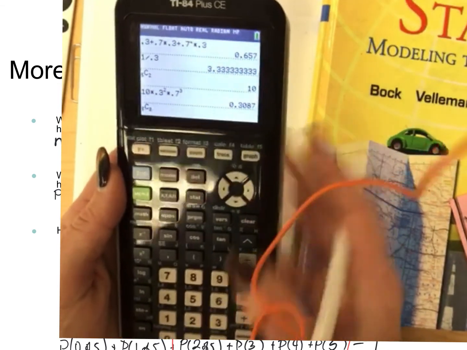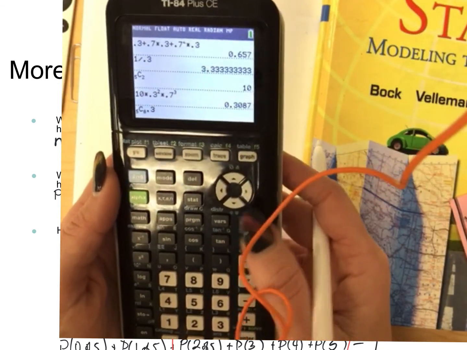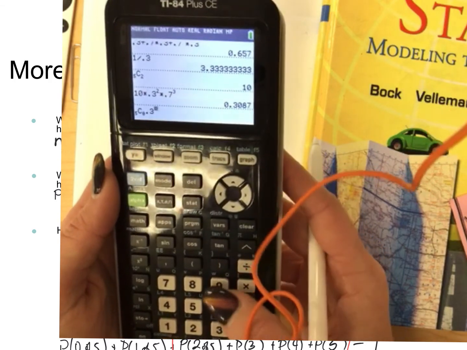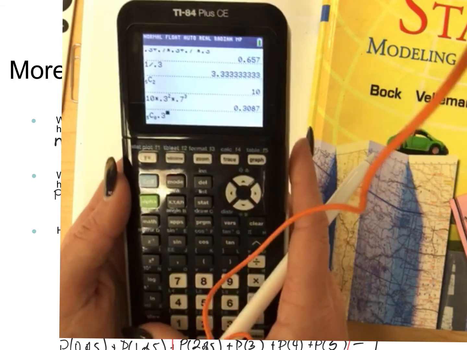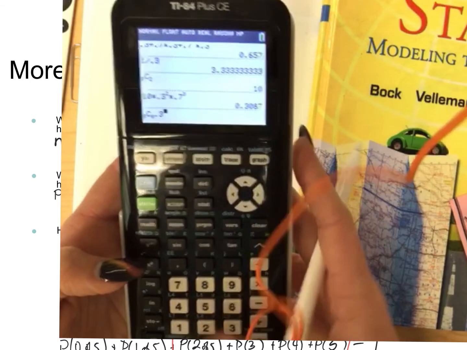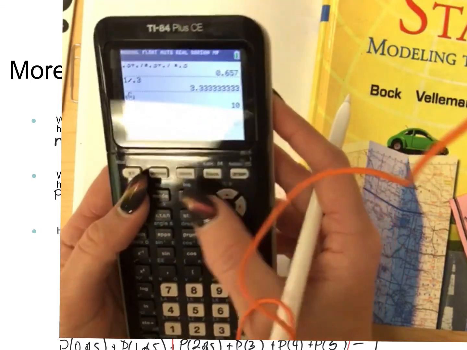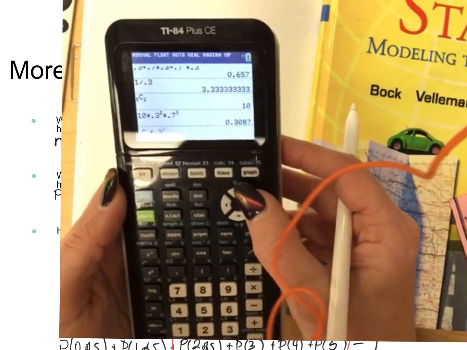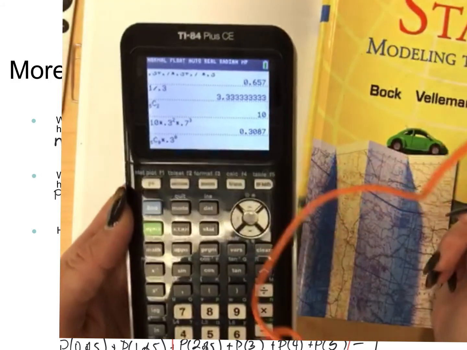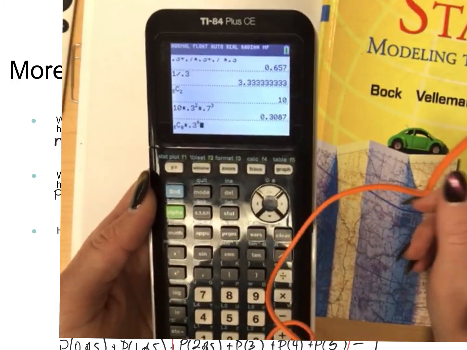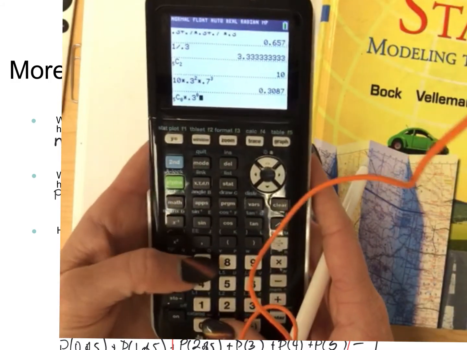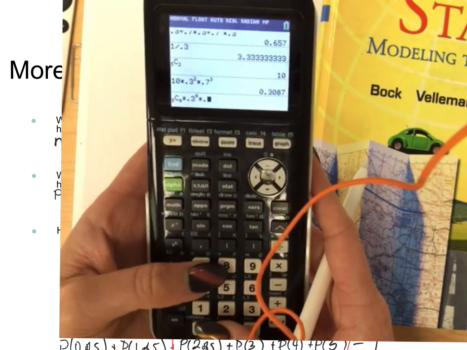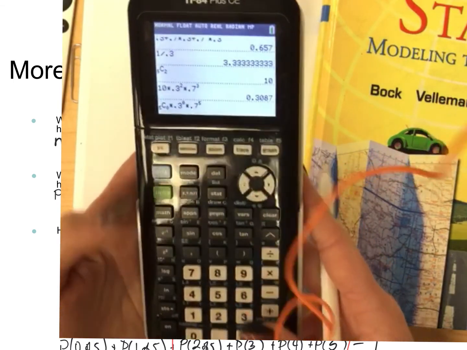And then times 0.3 to the 0. Do I need to type in 0.3 to the 0? I'm going to insert a times symbol here, just in case. What's 0.3 to the 0? 1. So that's kind of not necessary. Times 0.7 to the 5th.